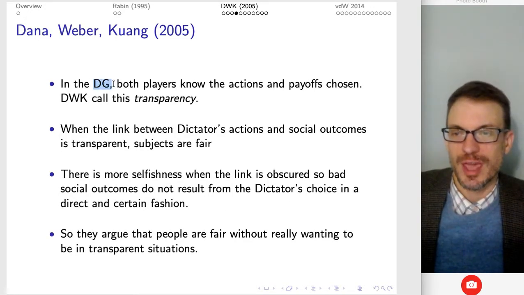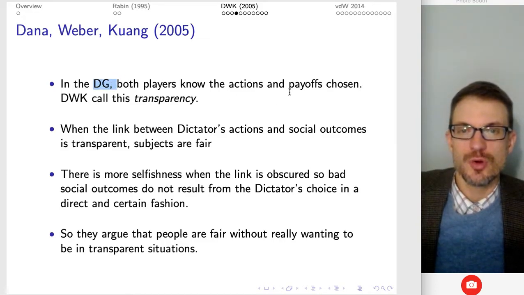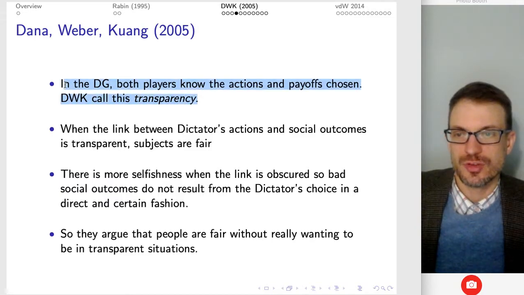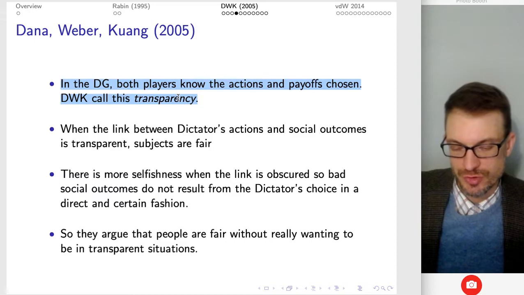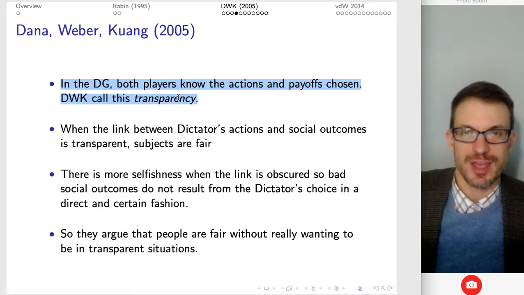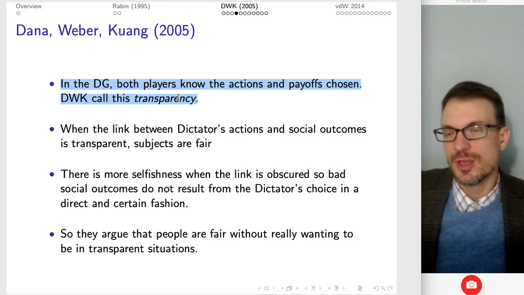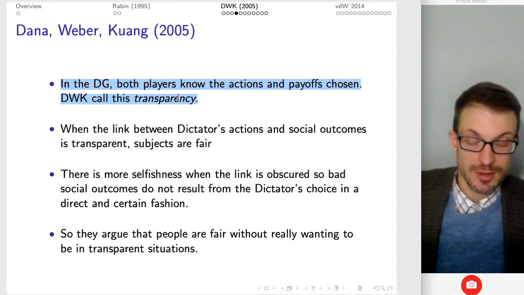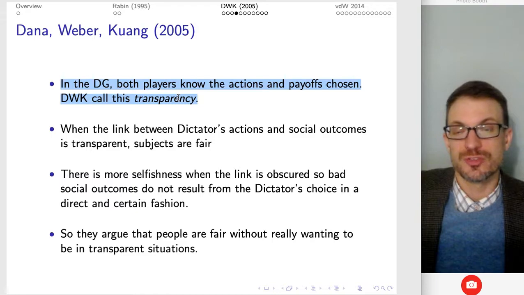In the dictator game, DG, players know the actions and the payoffs chosen, right? And this is called transparency in this experiment. So the dictator game, like a standard version, would be: you've got a dictator, they have $10, they can give anywhere between $0 and $10 to a recipient. The recipient gets the money and has no recourse. That's just how it works.